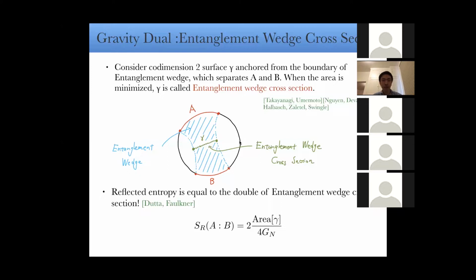The area of the entanglement cross-section was originally conjectured to be dual to the entanglement of purification, which is a slightly different quantity than the reflected entropy. But last year, Dutta and Faulkner found that this is actually dual to the reflected entropy.